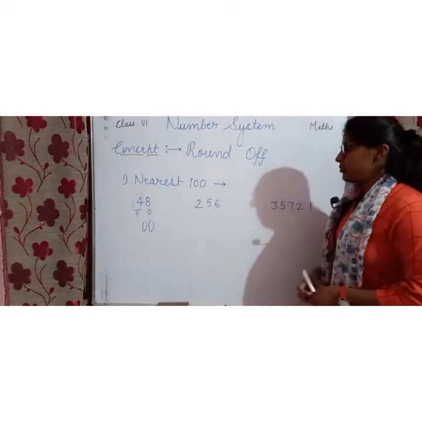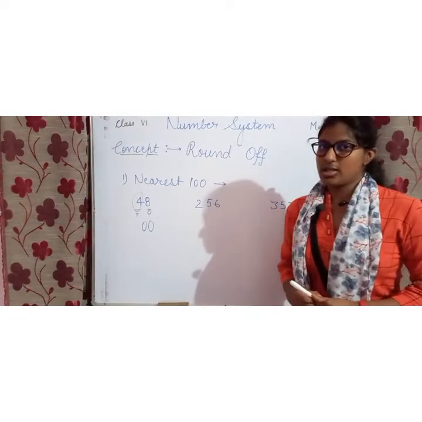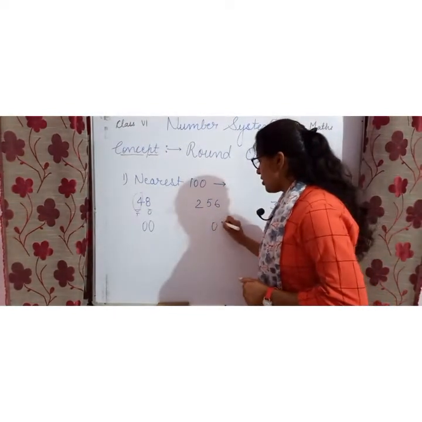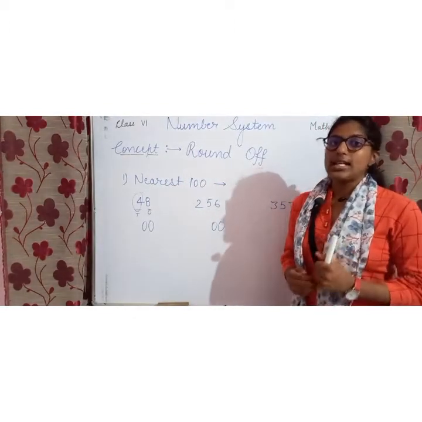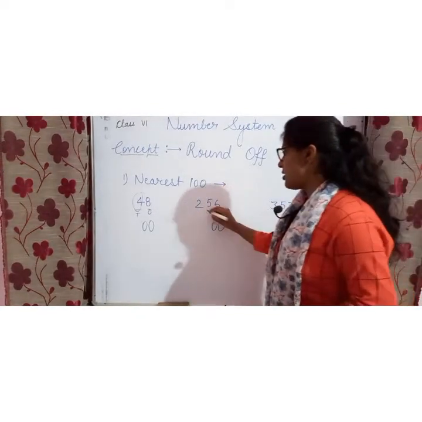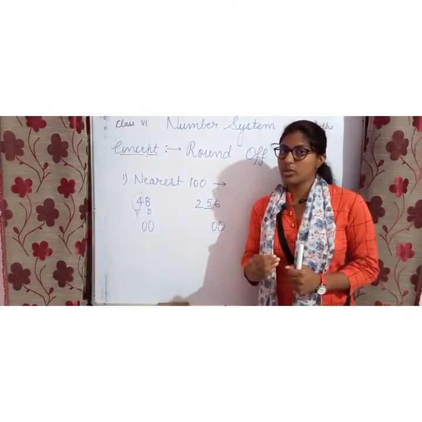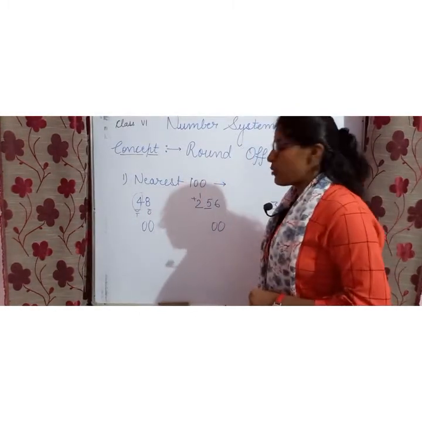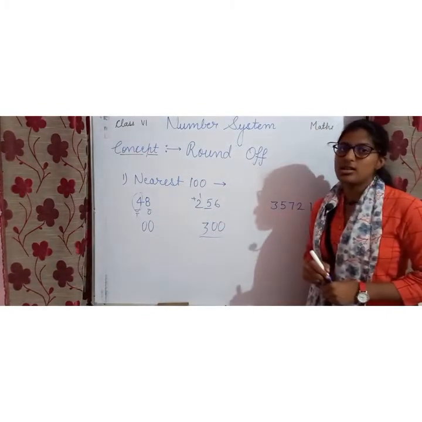Let's see the next example. 256. Rule number 1 says we are putting zeros on the ones and tens place. So put 0 here, ones and tens place. Rule number 2, we will check whether the tens place digit is lesser than 5 or greater than or equal to 5. Now you can see here the tens place digit is equal to 5. So, rule number 3, we will increase the 100 place digit by 1. So we increase by 1, 3 is coming here.